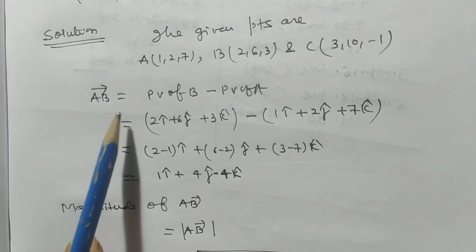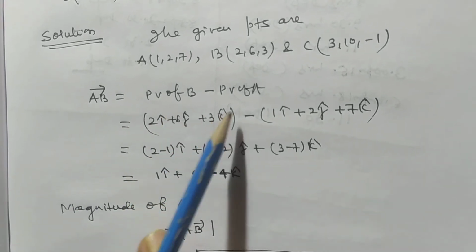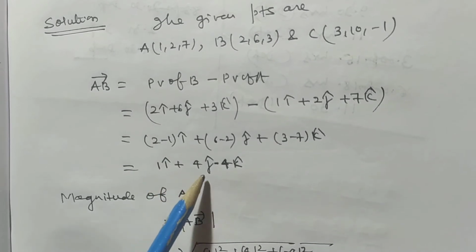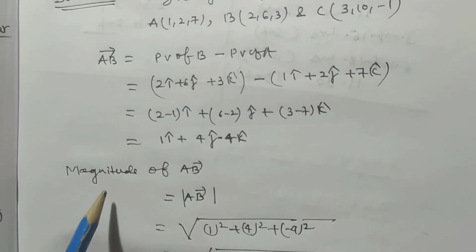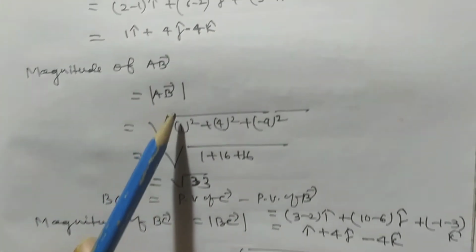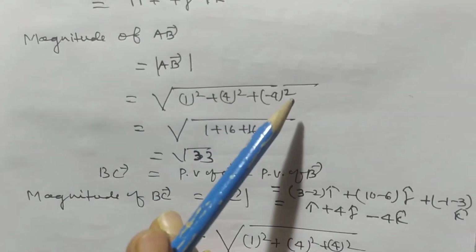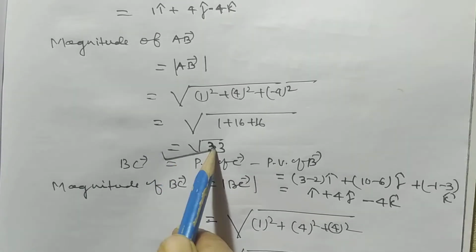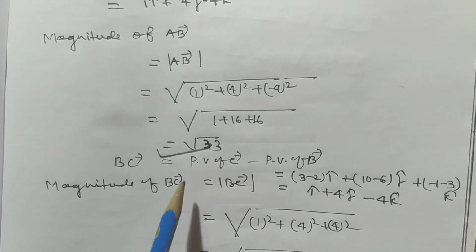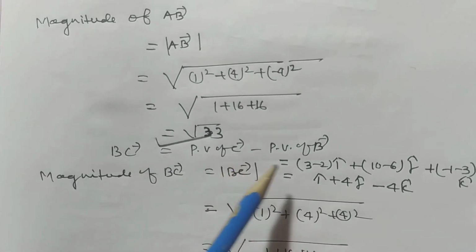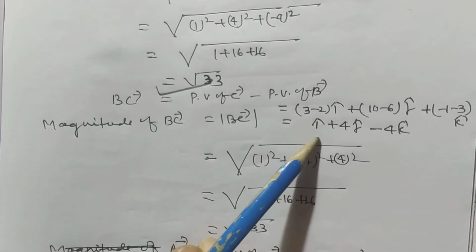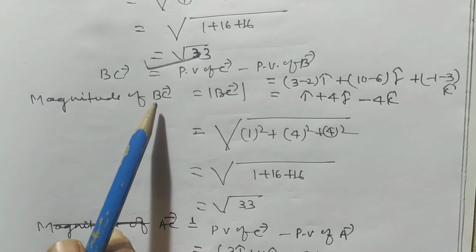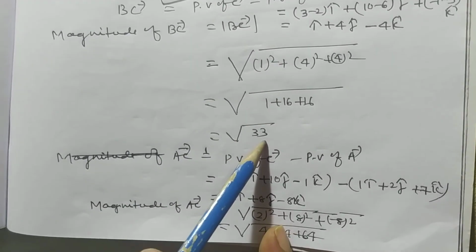So vector AB is equal to position vector of B minus position vector of A. After solving we have 1i cap plus 4j cap minus 4k cap. So magnitude of vector AB is equal to root of 1 square plus 4 square plus 4 square, and it is root 33. Similarly, vector BC is equal to position vector of C minus position vector of B, and after solving it will be i plus 4j minus 4k. So magnitude of vector BC is equal to root 33.